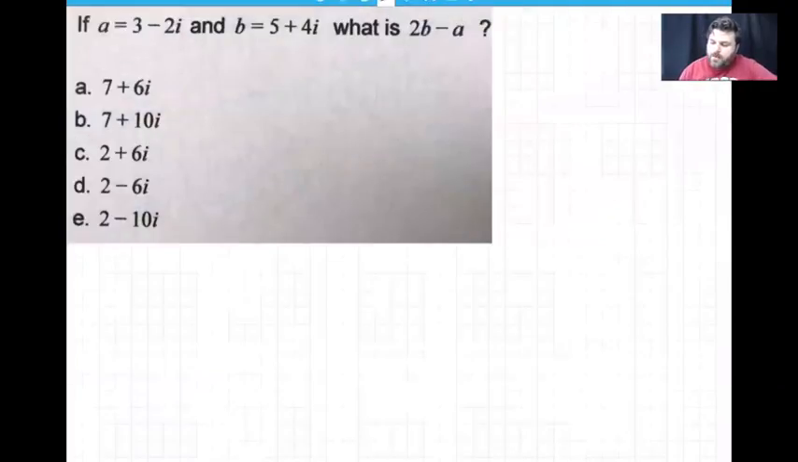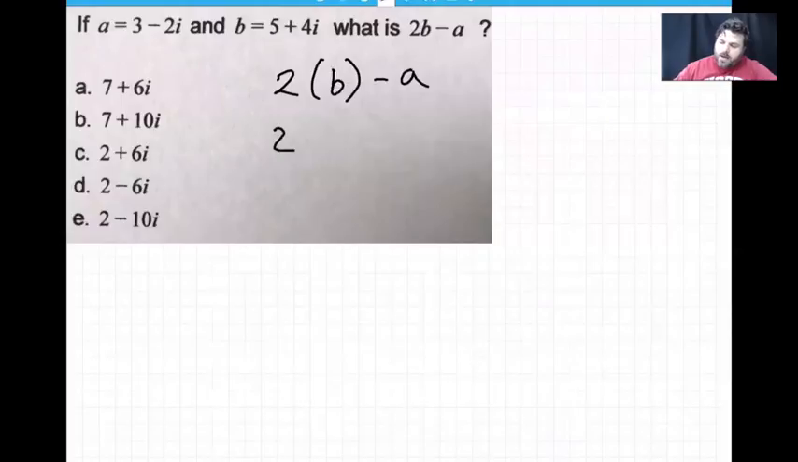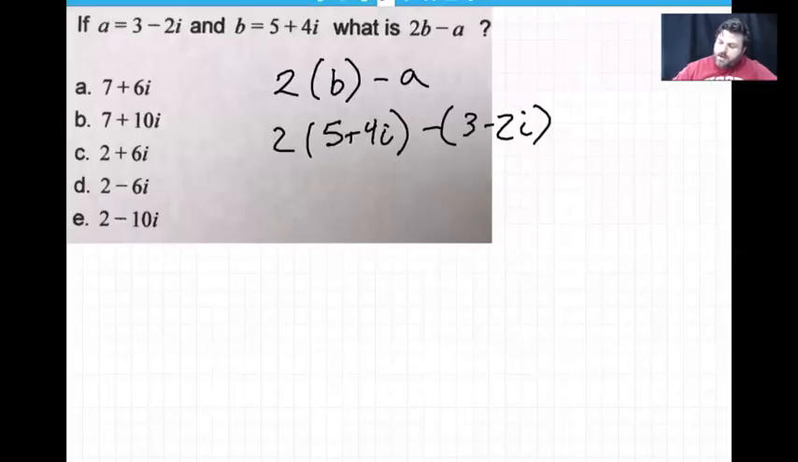All right, if A equals 3 minus 2i and B equals 5 plus 4i, what is 2B minus A? All right, so 2B minus A. So 2 times B minus A. Well, B is 5 plus 4i, and A is 3 minus 2i. Notice I'm using parentheses around these because I need to distribute the 2 to both parts. If I don't put the parentheses, I won't see I have to hit both of them. Same thing with the minus. I'm subtracting the entire thing A. So I have to make sure I distribute that negative sign.